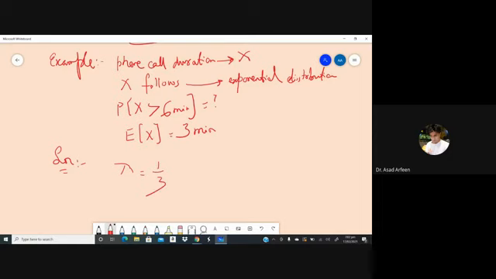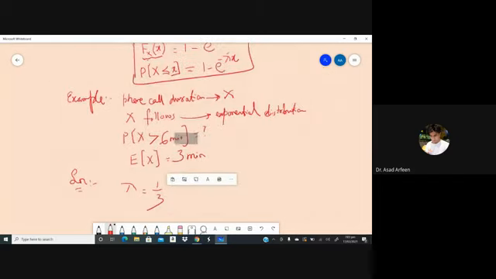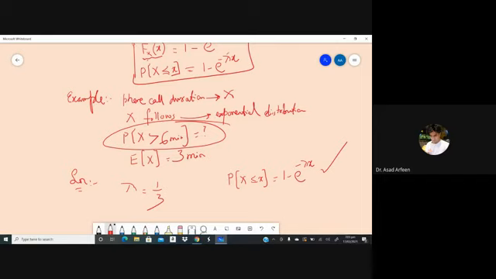So what is the probability that the call lasts more than 6 minutes? If we use the formula here, the main formula is: probability that X is less than or equal to x is 1 minus e to the power minus lambda x. This formula gives you the probability that a random variable capital X, which is exponential, is less than some small value x. But here we are asking something different. So how to do this? Can we use this formula like this?